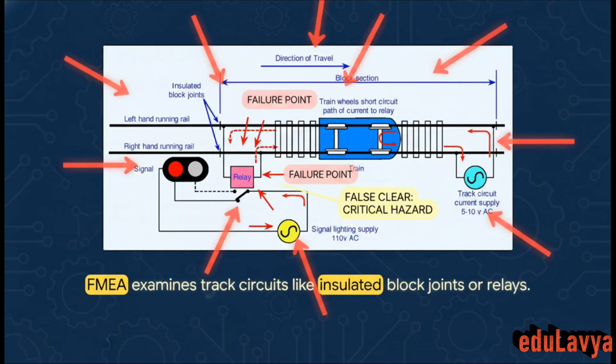Now, what's really fascinating is how this is applied in the real world on a railway track. Imagine a specific hardware component in a track circuit, say a trackside relay box, or the insulated block joints that separate rail sections. FMEA isolates that one tiny part and asks a very specific question. If this relay fails to open when a train shorts the circuit, what exactly happens? Does the signal stay green when it should turn red? Because if it does, that's a false clear. That is a catastrophic bottom-up failure that FMEA is specifically designed to catch and engineer out.